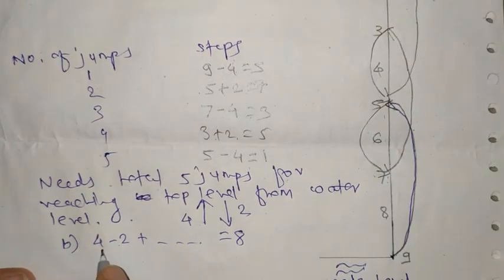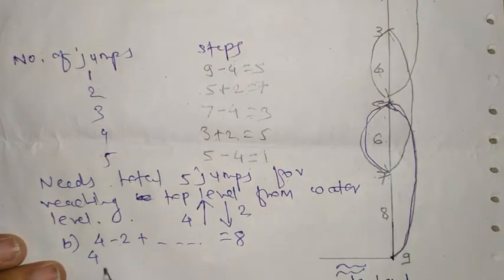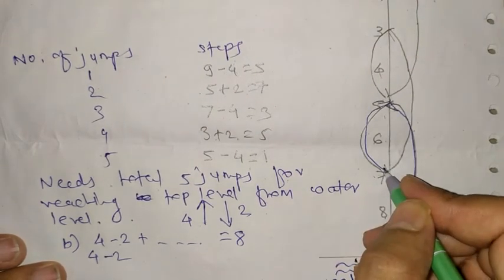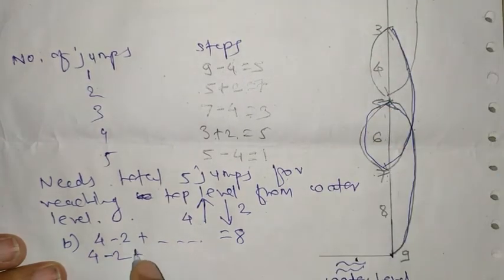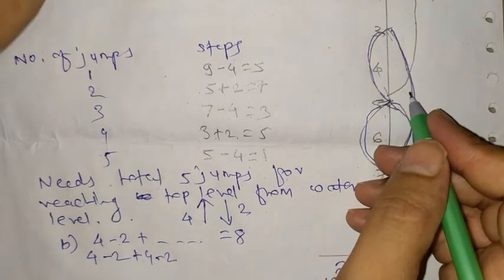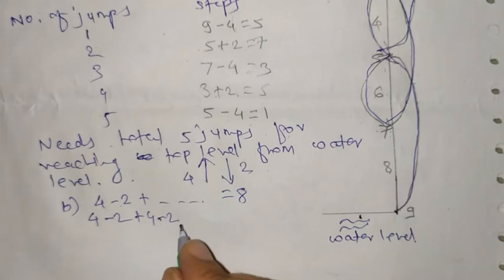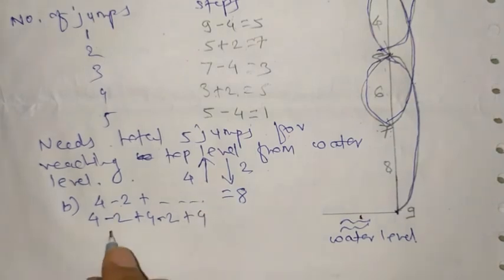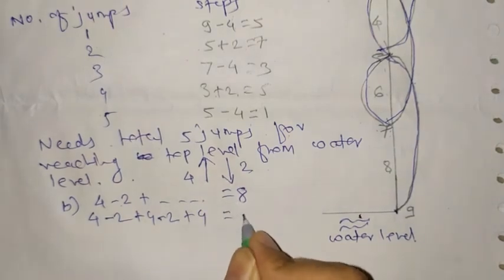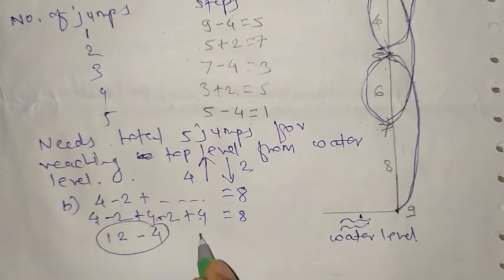Going upside by 4, here you write 4. Then downside means you write -2. Then here upside means +4, downside means -2, and again the monkey will go upside. Upside means +4. Finally you do the calculation, and the right hand side they have already given 8. So 4 plus 4 plus 4, 12. Minus 2 minus 2, 4. Means your answer is exactly coming 8.